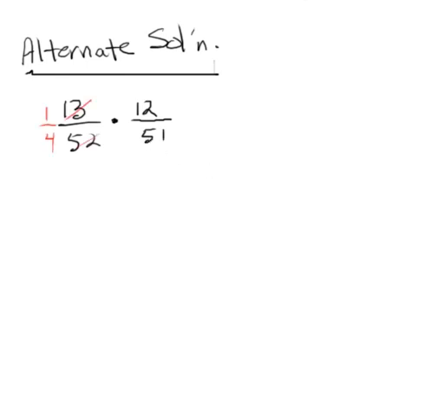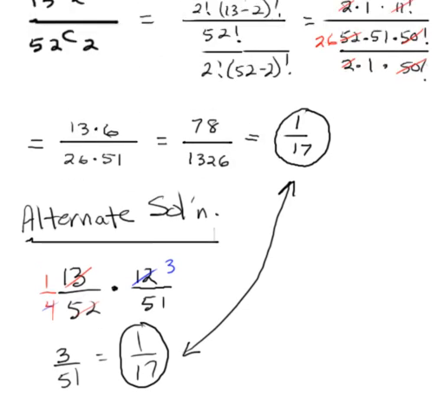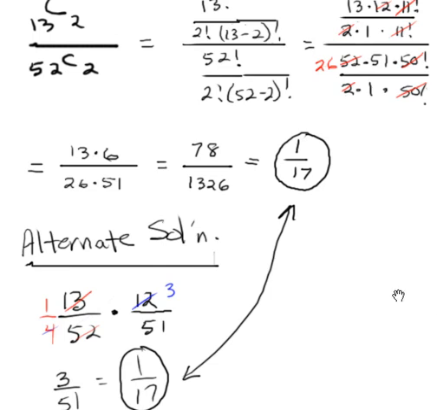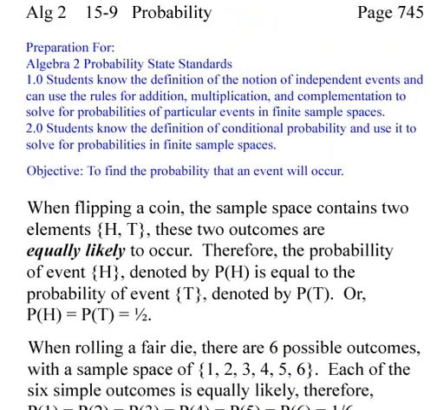And if we multiply these together, 13 out of 52 reduces to 1/4. 4 will divide into 12 3 times, and that leaves us with a 3 out of 51 chance, or a 1 out of 17 chance for drawing 2 cards randomly from a deck and getting both of them to be spades. We'll talk more about this alternate solution. It's the idea of dependency in our next lesson, but we're still pursuing state standards, probability state standards 1 and 2, and we're just delving into calculating probabilities that certain events will occur.